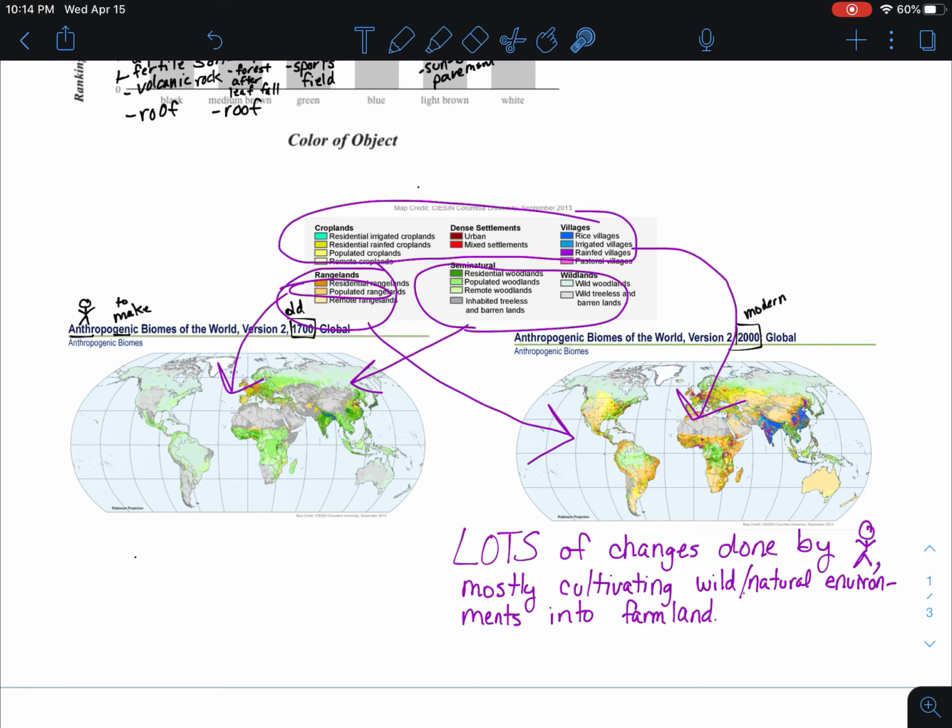Now, if we look at the modern world, we see that this land surface has a lot of blue and purple, orange, tan, yellow, even some red in there. We look at what those things are. These are the rangelands, the croplands, the urban and suburban settlements, the villages. These are all human land surface things. So what we really see here in the last 300 years is that there have been lots of surface changes done by people. This is mostly cultivating what was otherwise wild and natural environments into what is now farmland or places where we are living.